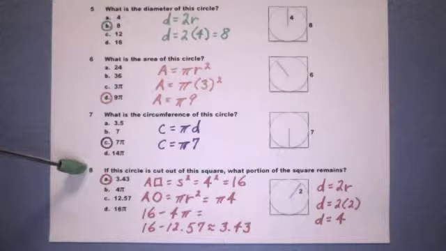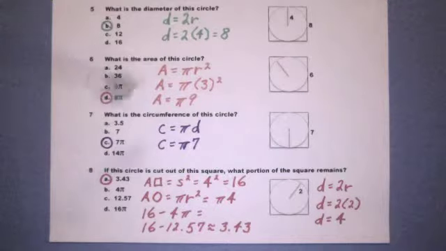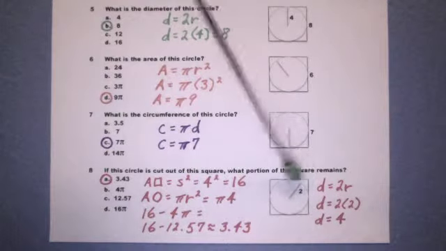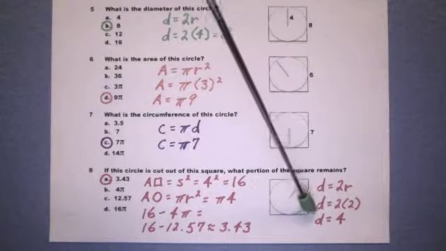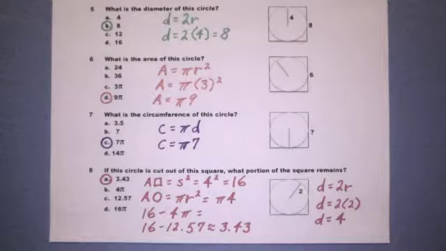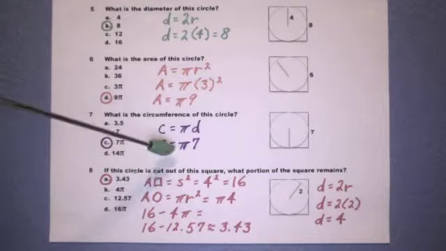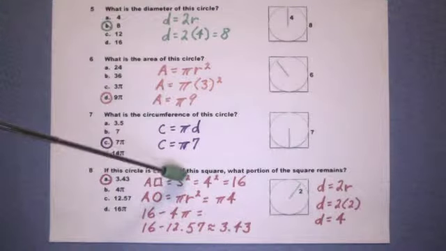Number 8. If this circle is cut out of this square, what portion of the square remains? I want to know what's this piece, plus this little piece in this corner, plus this little piece in this corner, plus this little piece in this corner. So first I need to find out what the area is for the entire square. The area of a square is the length of one side squared.